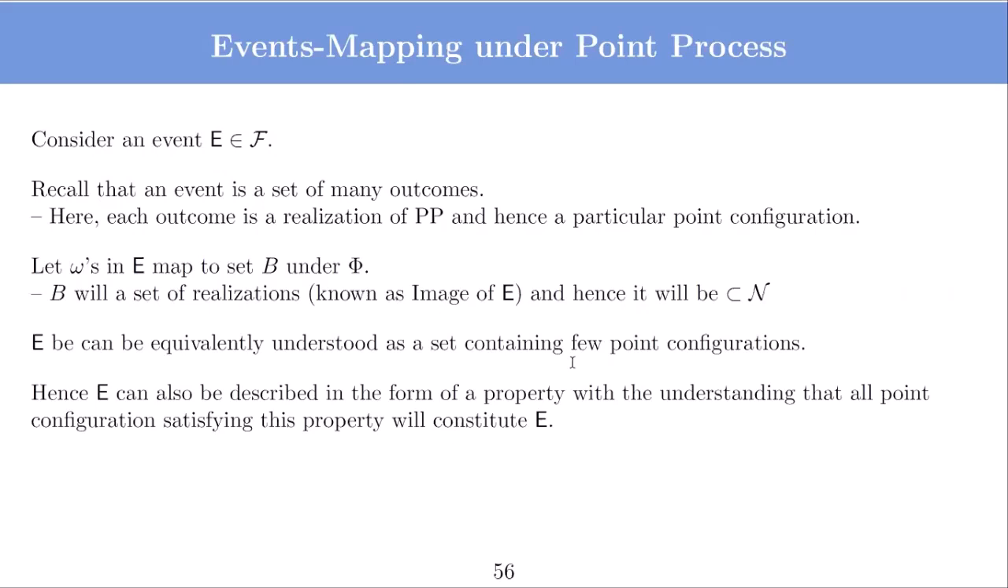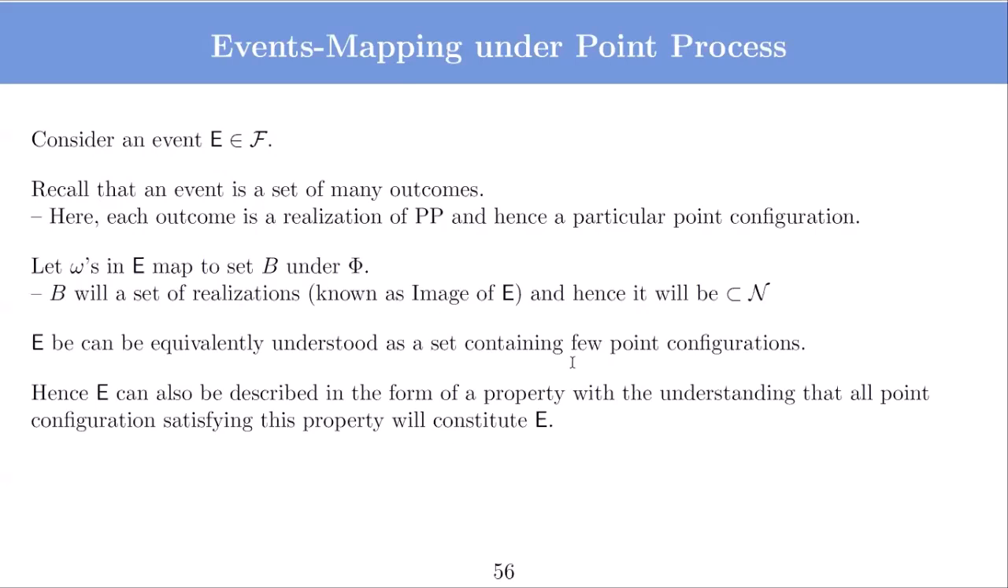For example, I can say E is equal to the property that there is one point in the ball of radius 1 around the origin. So I'm defining the property, but what I'm actually saying is that this is an equivalent event containing all possible configurations such that there is one point in the ball of radius 1 around the origin.